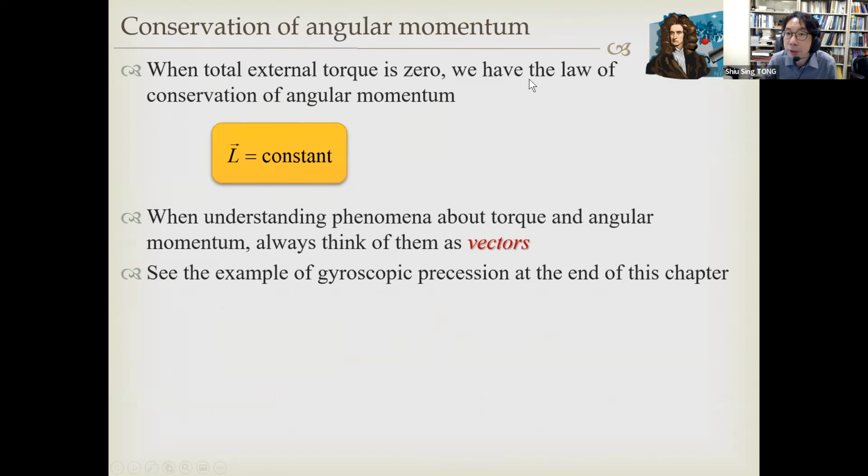And when the total external torque is 0, we have the law of conservation of angular momentum, which means that the vector sum of all the angular momentum of the system will be equal to a constant. So we should understand the phenomena about torque and angular momentum, and always think about them as vectors. I will not talk about gyroscopic precession at the end of this chapter because it takes too long. We don't have enough time. But even so, you should have an appreciation of the vector nature of all those rotational quantities. So that is the spirit of introducing this general setting to you.